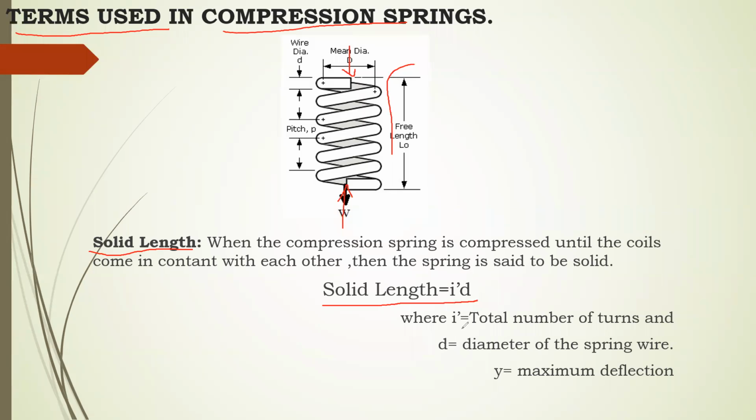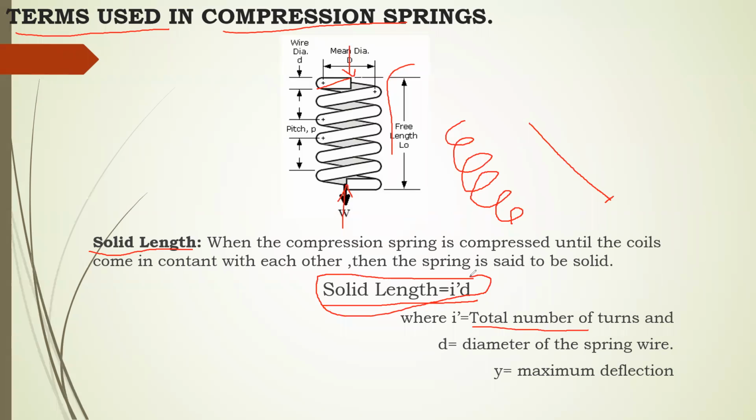N is the total number of turns, the total number of coils. You can count one coil, two coil, three coil, four coil, five coil, six coil, like this. Then d is the diameter of the spring wire. This spring is wound, made from wire. When you elongate it, it becomes a wire. So d is the diameter of this wire, and N is the number of coils. So solid length equals the product of the number of coils and the diameter of the wire.